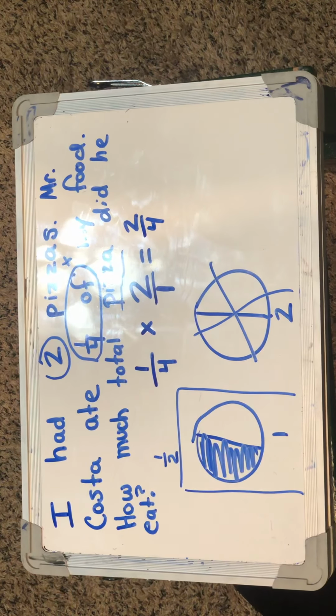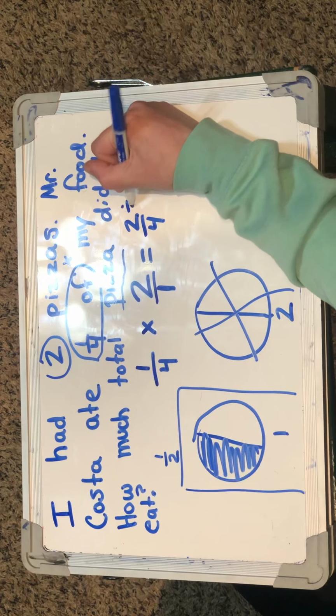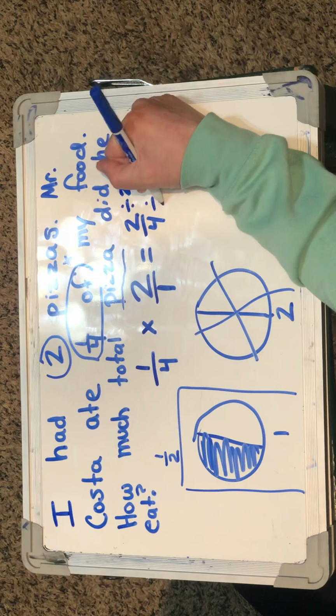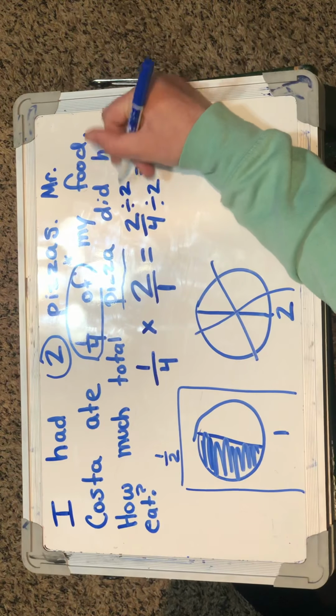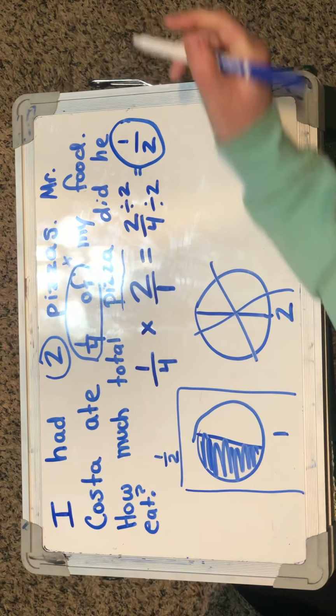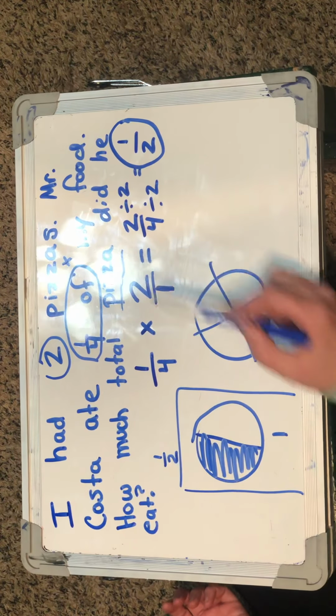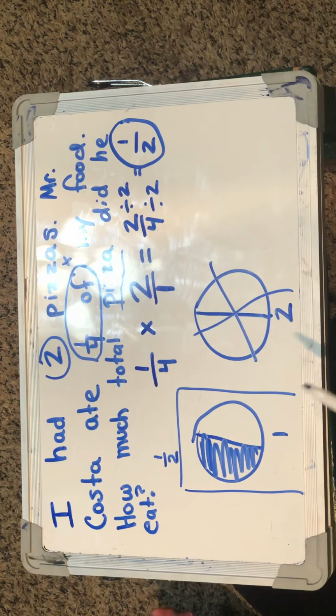2/4, but I got 1/2 here. Why? Oh, that's right. We can reduce this. I can divide the top and the bottom both by 2. 2 divided by 2 is 1. 4 divided by 2 is 2. There's my 1/2. He ate 1/2 of a pizza. I know it's a little confusing. We're going to do a couple more together. All right. The other way that we could think of this, though, and if you look here, we had 2 pizzas, right? And we divided them into 4 pieces. Okay. Same idea.